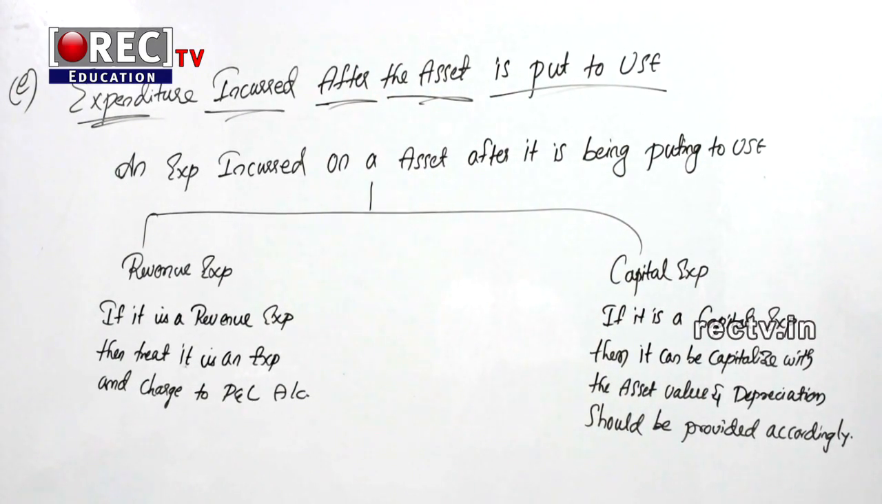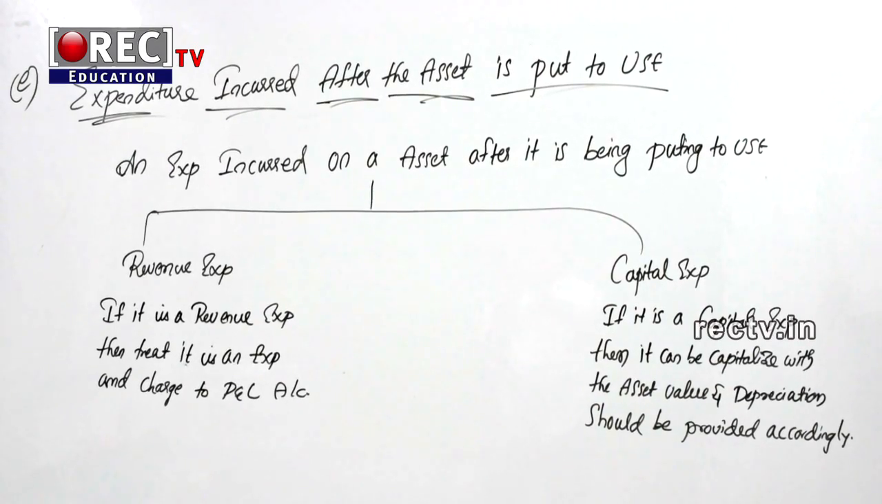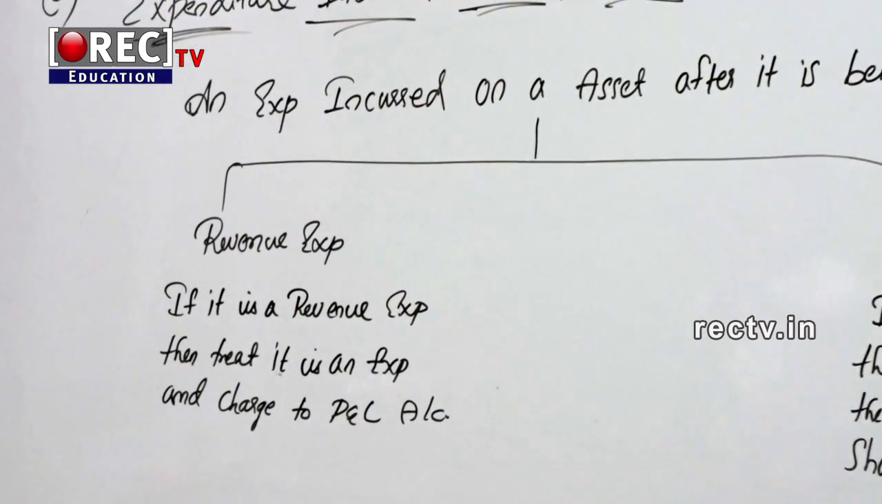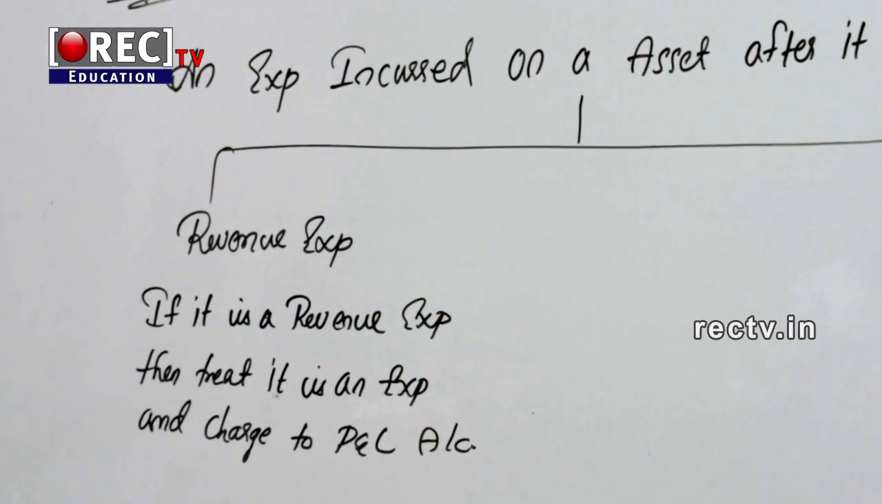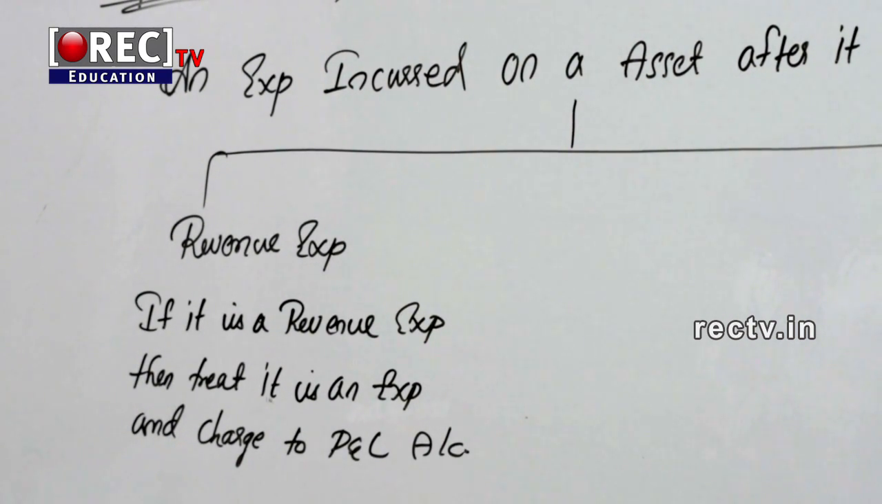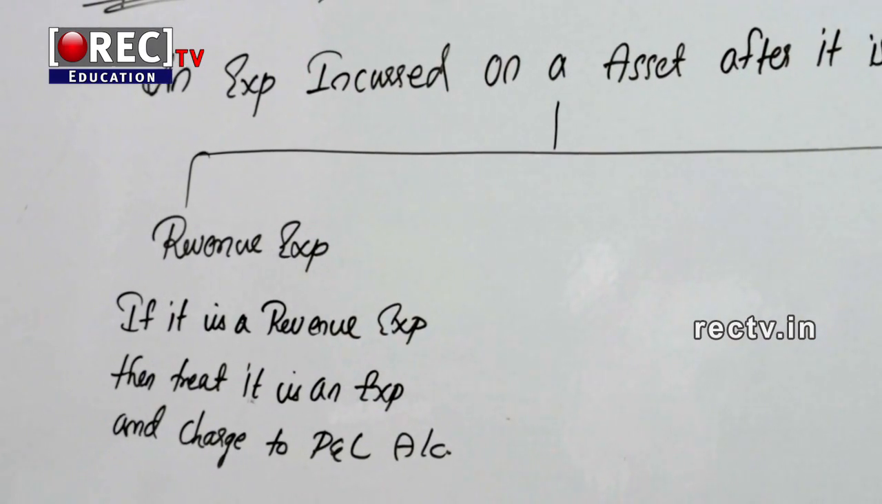An expenditure incurred on an asset after it has been put to use. So the expenditure here is divided into two, that is, revenue expenditure and the other is capital expenditure. First let us see what is the treatment of revenue expenditure. If it is a revenue expenditure, then treat it as an expense and charge it to the P&L account. And if it is a capital expenditure, then what is the treatment? Let us look at the capital expenditure part.